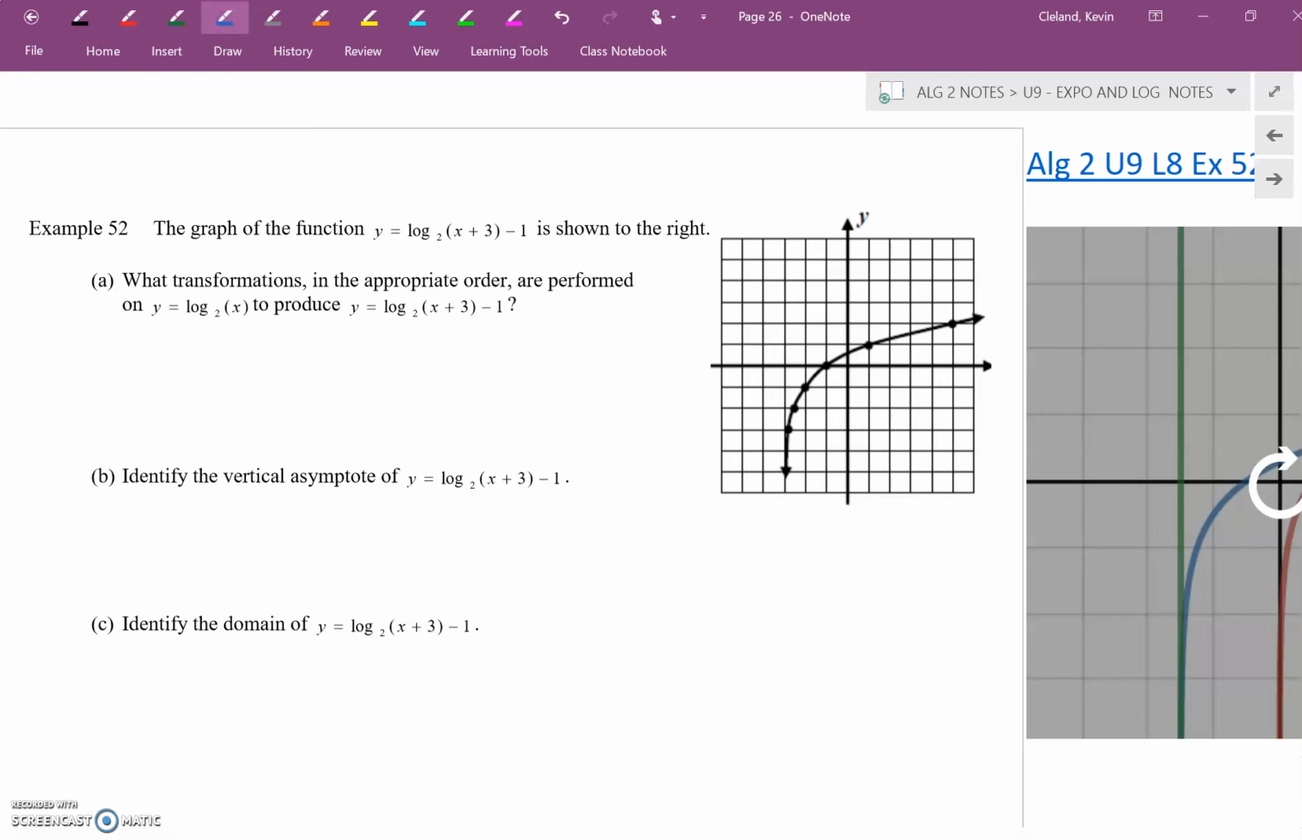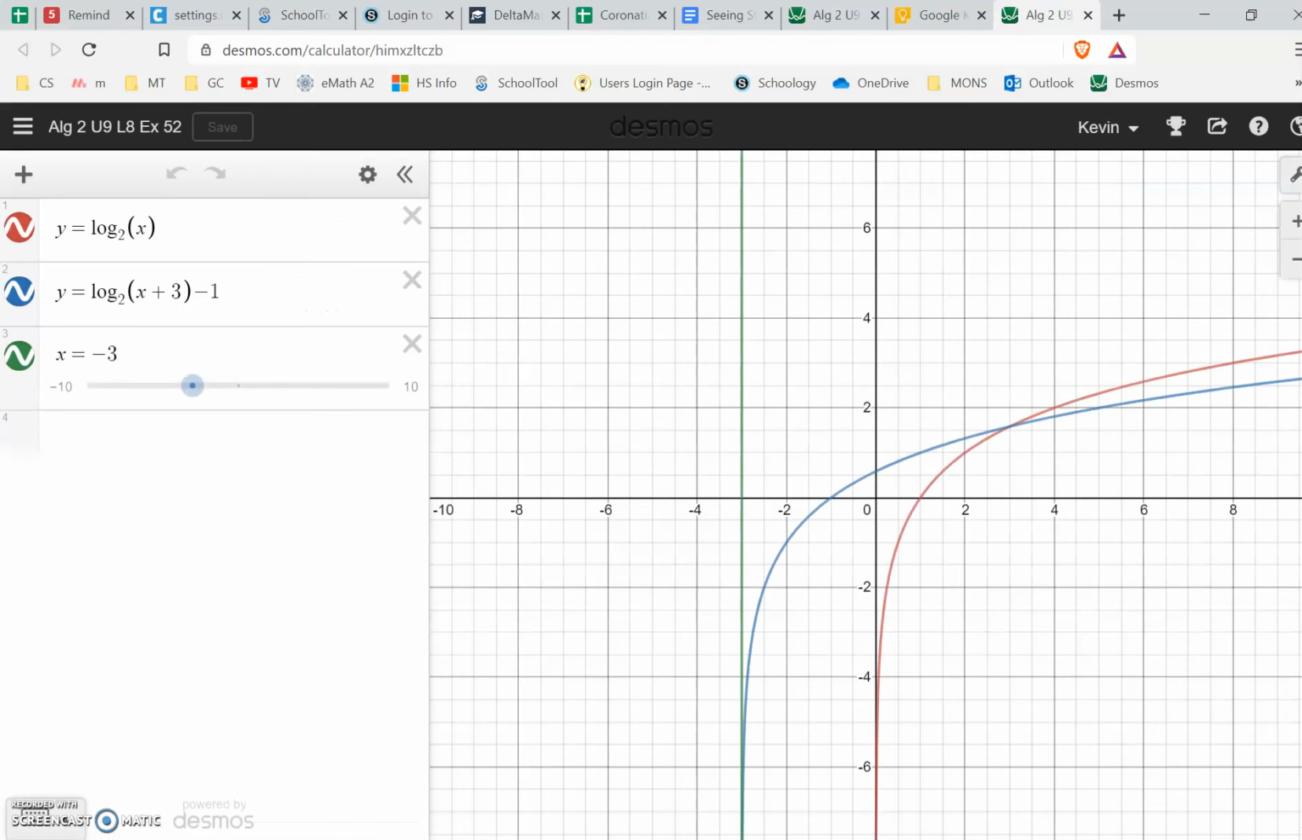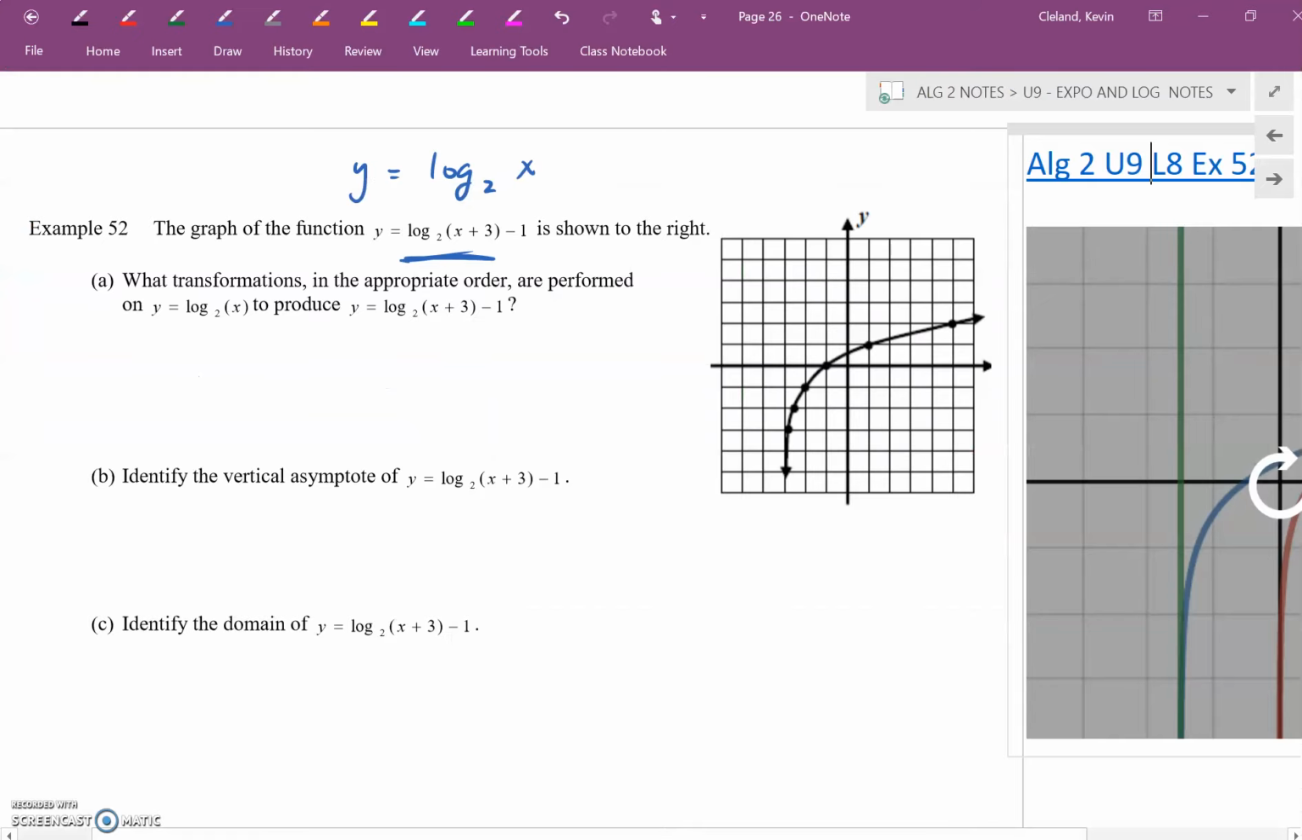transformation of a log. Remember that every family of functions has a parent function, and the parent for logs, just like the parent for exponentials is 2 to the x, is log base 2 of x. So this is a version of that that's been manipulated. So to do that, I created this and embedded this little Desmos graph to see how they've been changed or manipulated, and we'll come back to that as we need to.